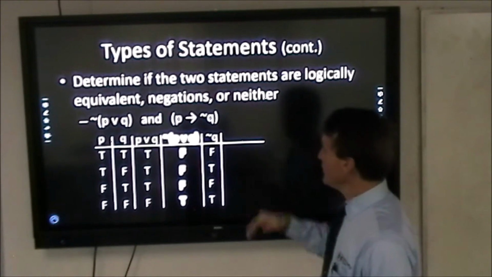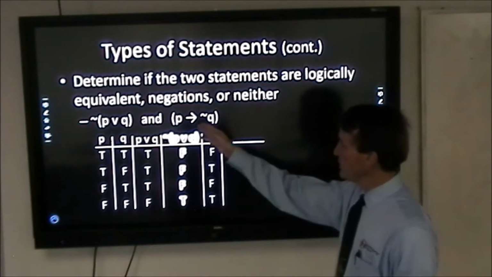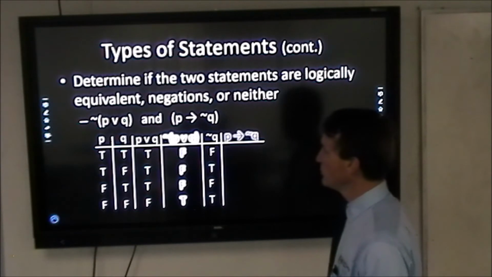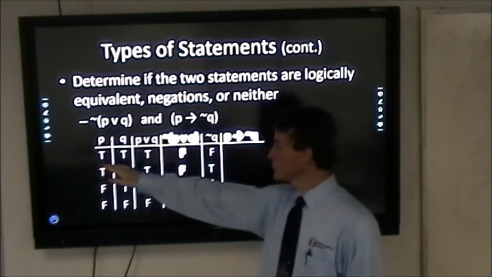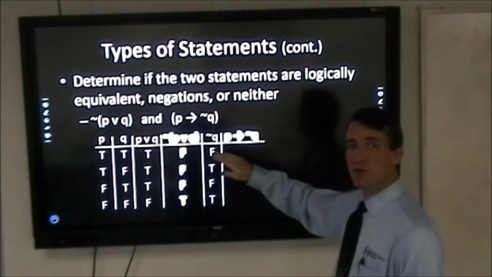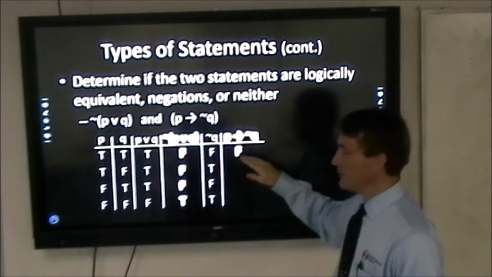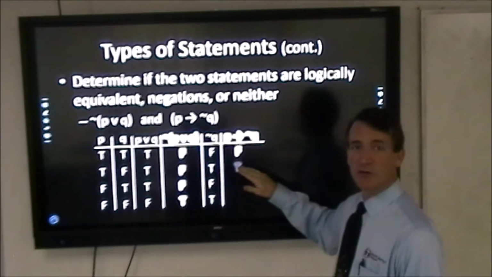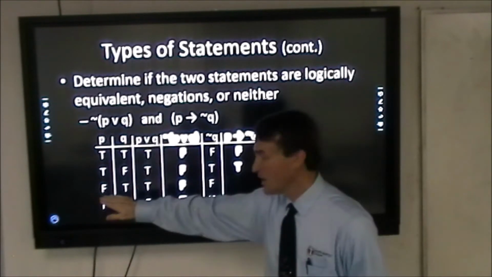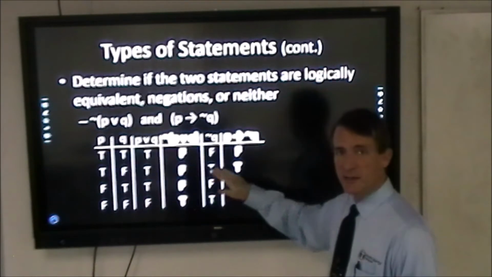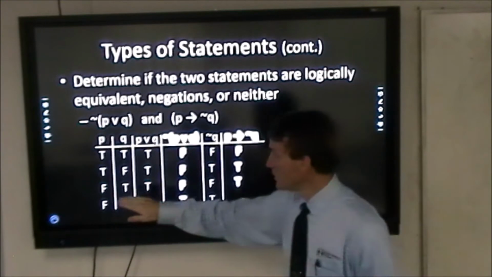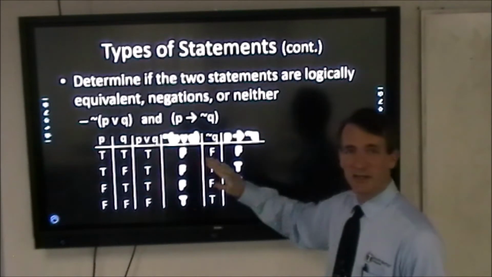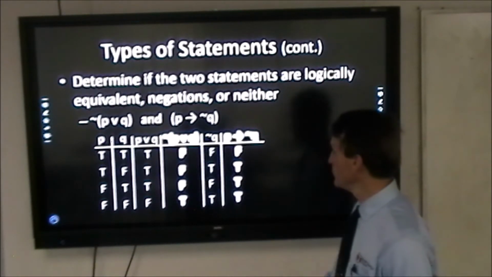And now I need the if-then statement. So if P, then the negation of Q. Here they emptied the dishwasher. Did I give them ice cream? No, therefore I lied. Here they emptied the dishwasher. I gave them ice cream, so I told the truth. Here they did not empty the dishwasher. There's no way I can lie, so I told the truth. Here they did not empty the dishwasher. Again, no way I can lie, so I told them the truth.